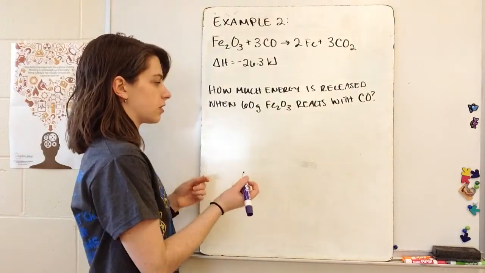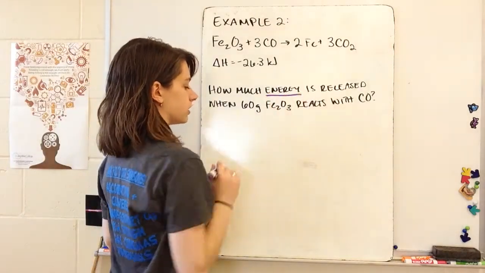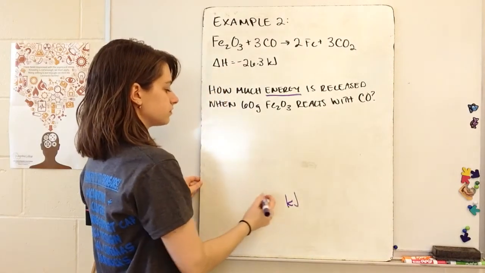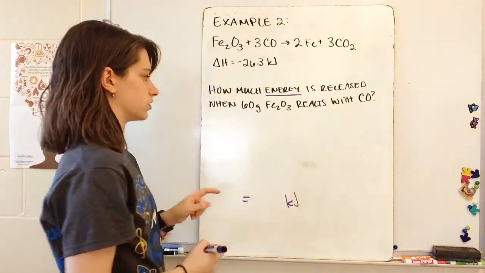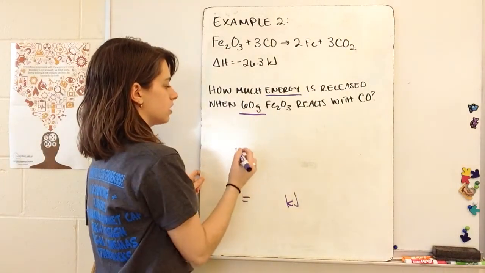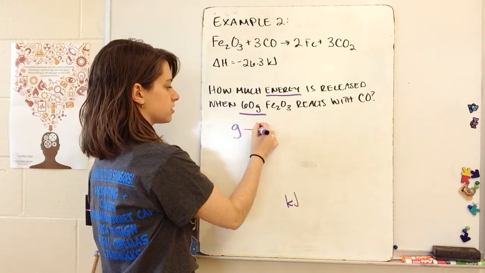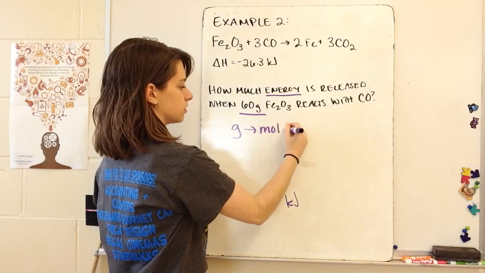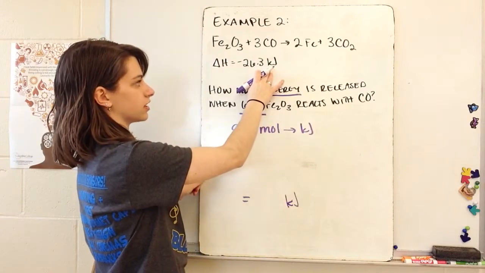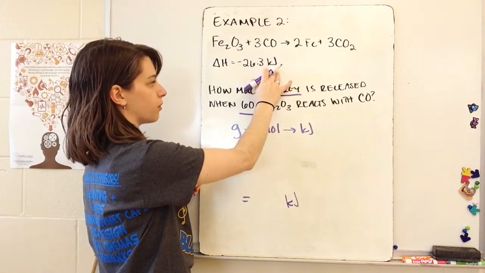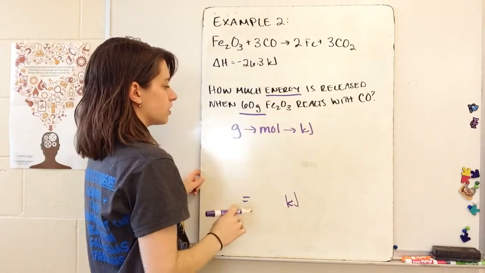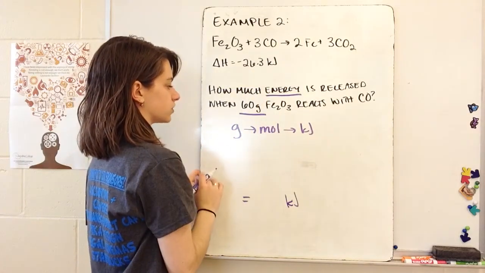Now, a couple of things I want to point out. We're looking for energy, so we know our answer needs to be in kilojoules. So it needs to equal something in kilojoules. Our starting information, though, is given in grams. So we need to convert from grams to moles and then into kilojoules, because kilojoules per mole is what this is looking at. This is all in moles. So we're going to do our grams to mole conversion first.